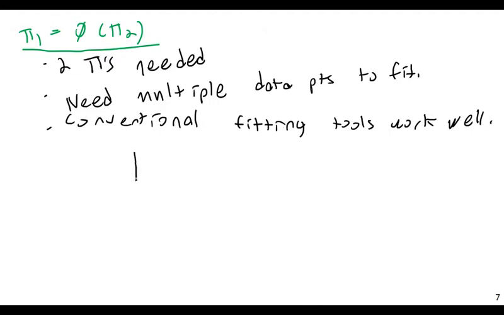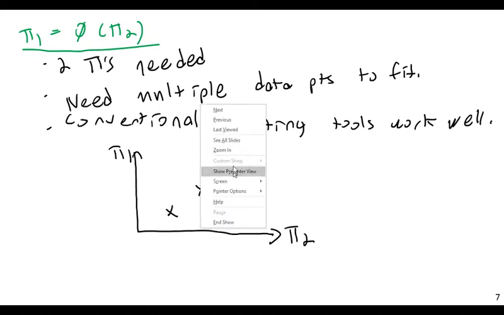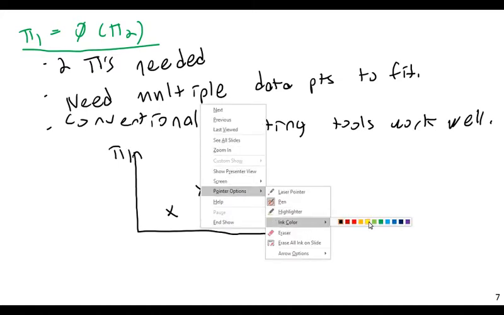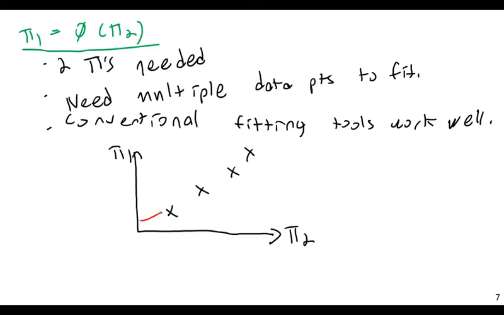So what you're going to do is create a series of ordered pairs from your experimental data, and then plot them. You'll calculate the values of pi 2 and pi 1, or vice versa, and then do a best fit line on the data to find your function.